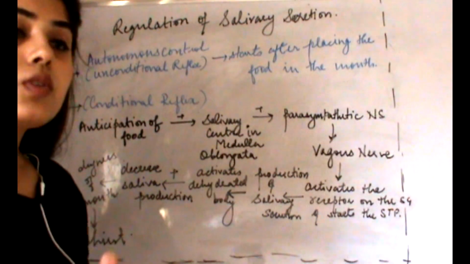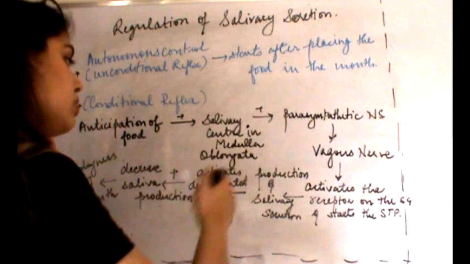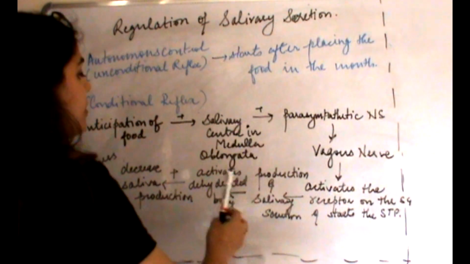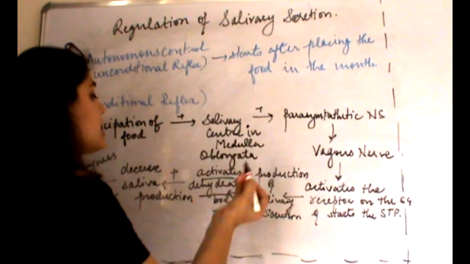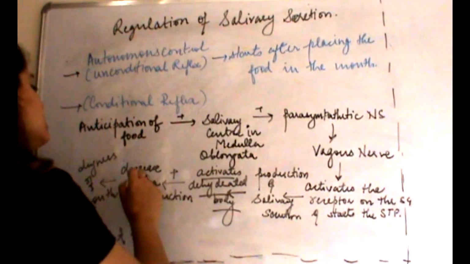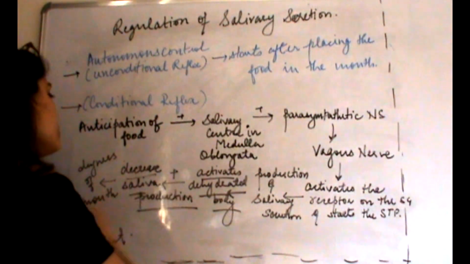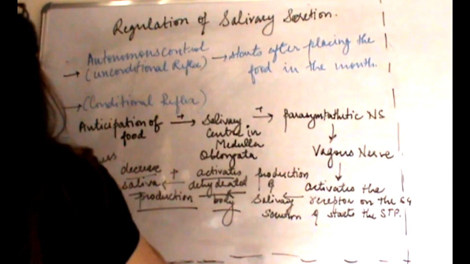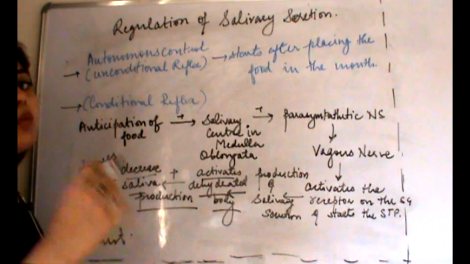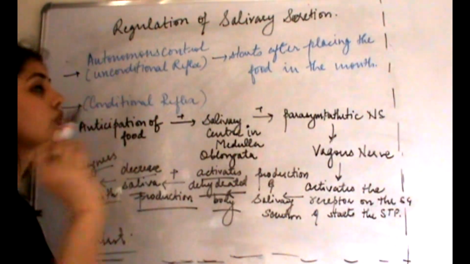The saliva starts producing. Now it activates the dehydrated body. Our dehydrated body is activated, which in turn decreases the saliva production. After the saliva production is decreased, it increases the dryness of the mouth, which eventually leads to thirst.